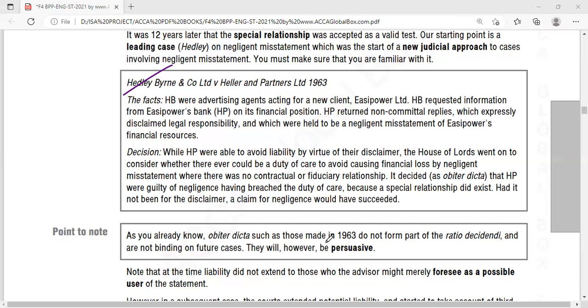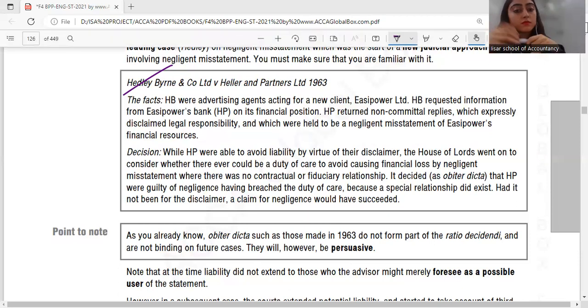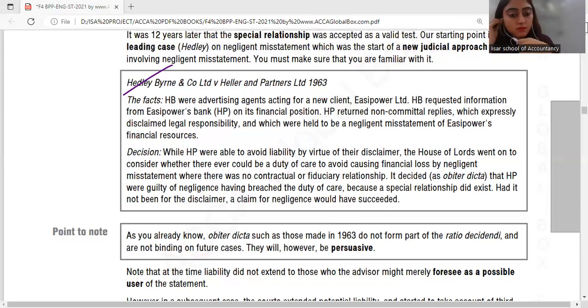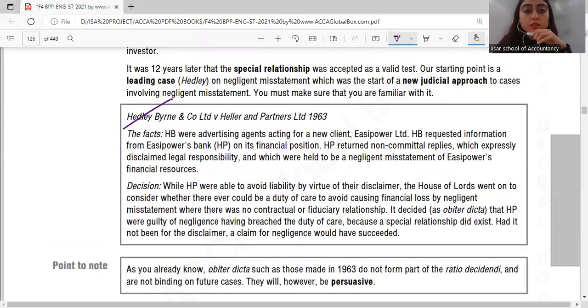All right. Now explain. Advertising agent acting for 80 paisa. Have you shopping here? Yes, Ali.